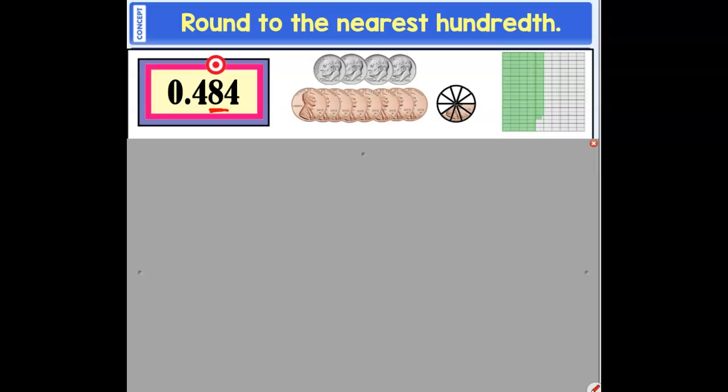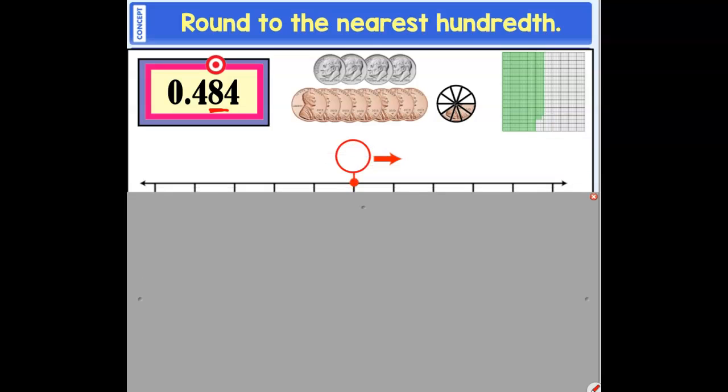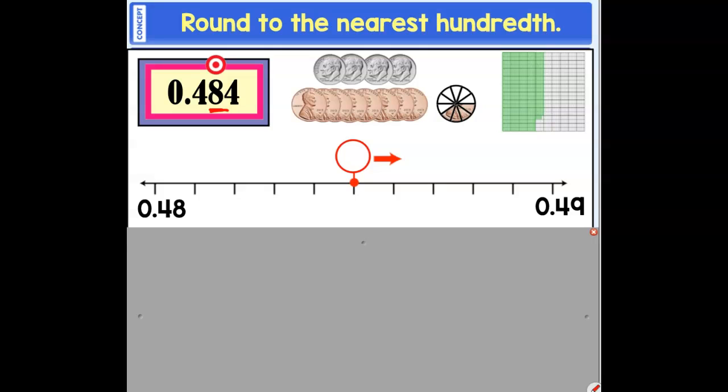So I need to decide, am I going to stay at 48 cents, or am I closer to 49 cents? Well, halfway in between would be 48.5 cents, or 5 thousandths. Since I'm at 484 thousandths, I'd be one less. I look back at the 4. The 4 says 4 or less. I'm closer to stay. I'm going to round to 0 and 48 hundredths.